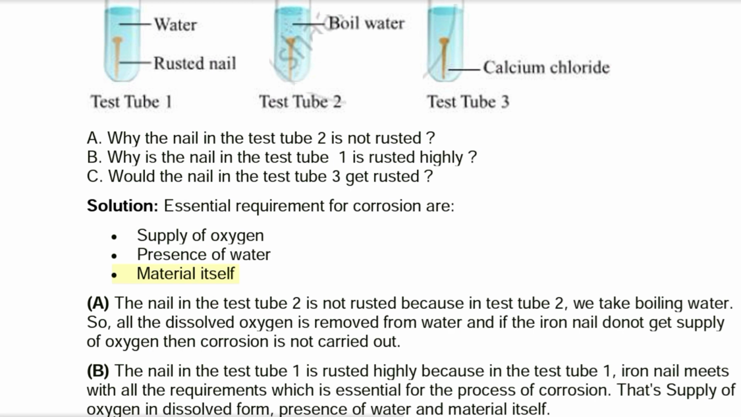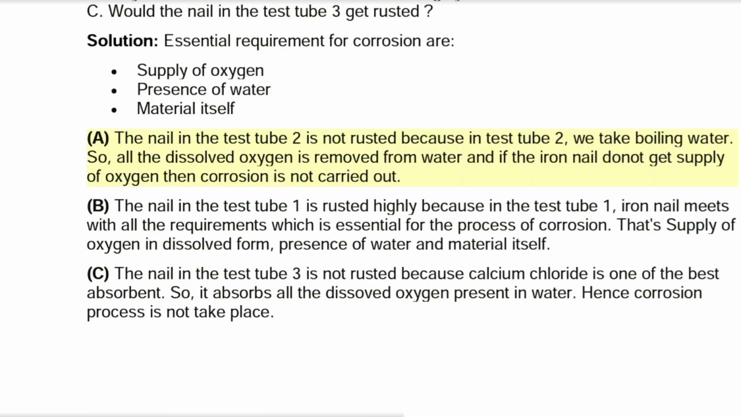and the material itself. A. The nail in test tube 2 is not rusted because in test tube 2, we take boiling water. So, all the dissolved oxygen is removed from the water, and even if the iron nail gets a supply of oxygen, corrosion is not carried out. B. The nail in test tube 1 is rusted highly because in test tube 1, the iron nail meets all the requirements essential for the process of corrosion. That is, supply of oxygen in dissolved form, presence of water, and the material itself.